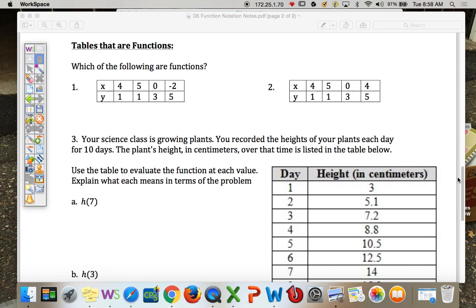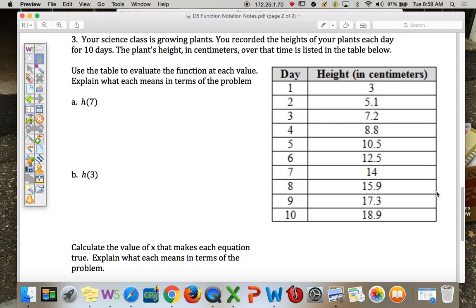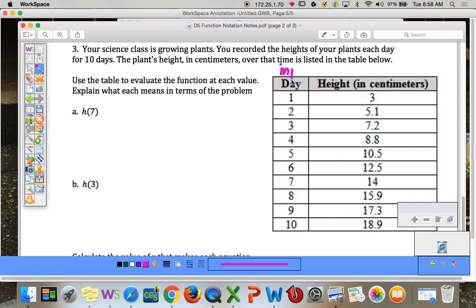All right, question 3. Your science class is growing plants. You record the heights of your plants each day for 10 days. The plant's height in centimeters over time is listed in the table below. Use the table to evaluate the function at each value. Explain what each means in terms of the problem. So find h of 7. All right, so 7 is the input. Here's the input. Here's the output.